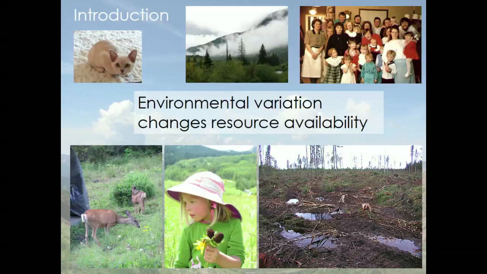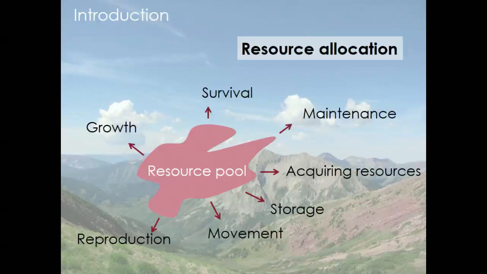So the really important question for us ecologists is how can we understand and predict these changes? One approach I've been using is the resource allocation framework. So trying to understand the mechanisms that happen when individuals are faced with changing conditions and changes in the available resource pool, and how they then allocate these resources to different processes.